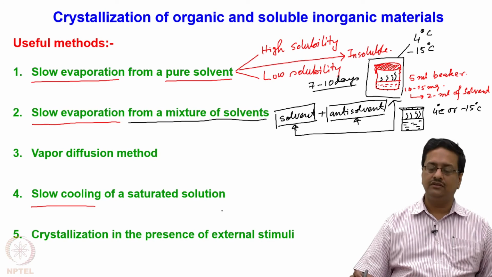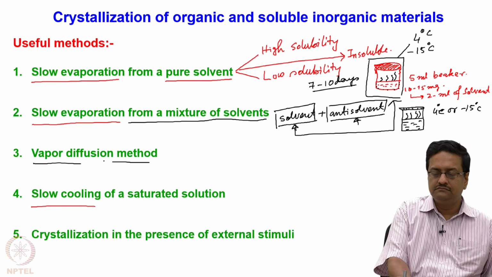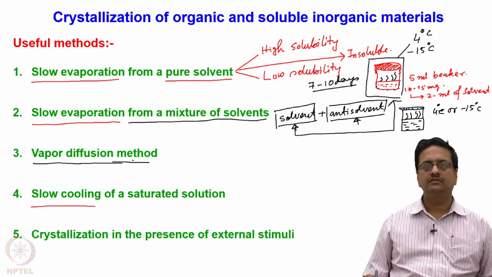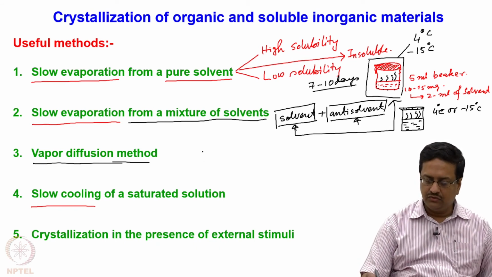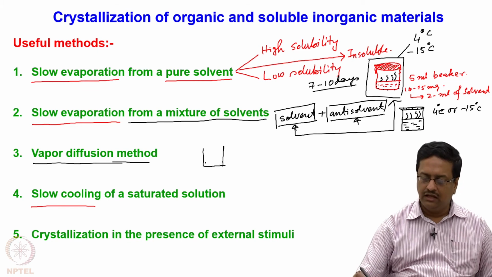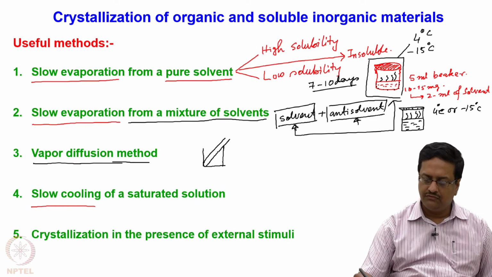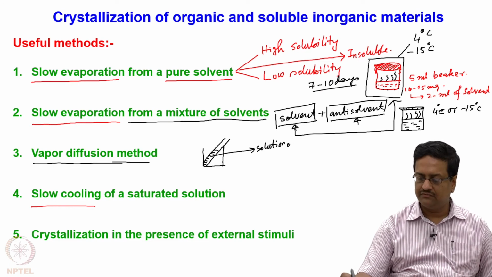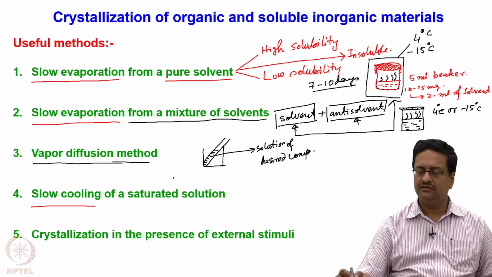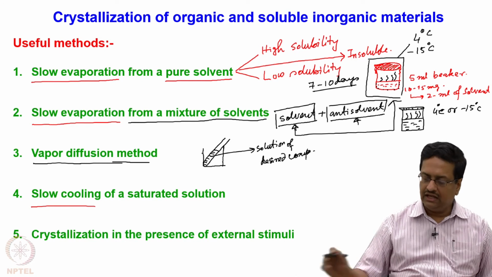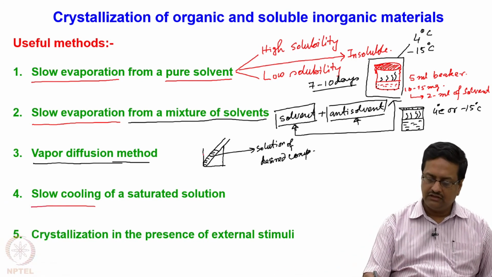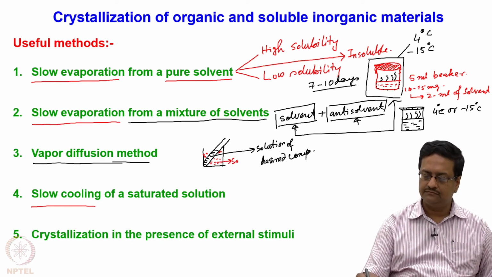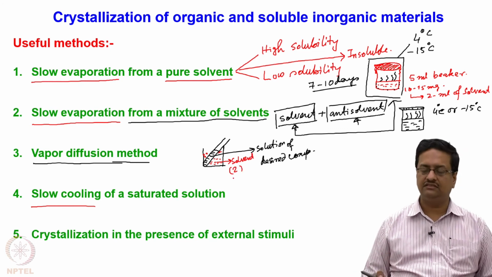The third method that one can use is called a vapor diffusion method. In this, once again we need to use two different solvents. What we do is that we take a smaller beaker, in that we take a test tube filled with a solution of the desired compound, in a solvent in which the compound dissolves most, and then we add a second solvent in the outer beaker, in which the compound does not dissolve. Solvent 2, in which the compound does not dissolve.